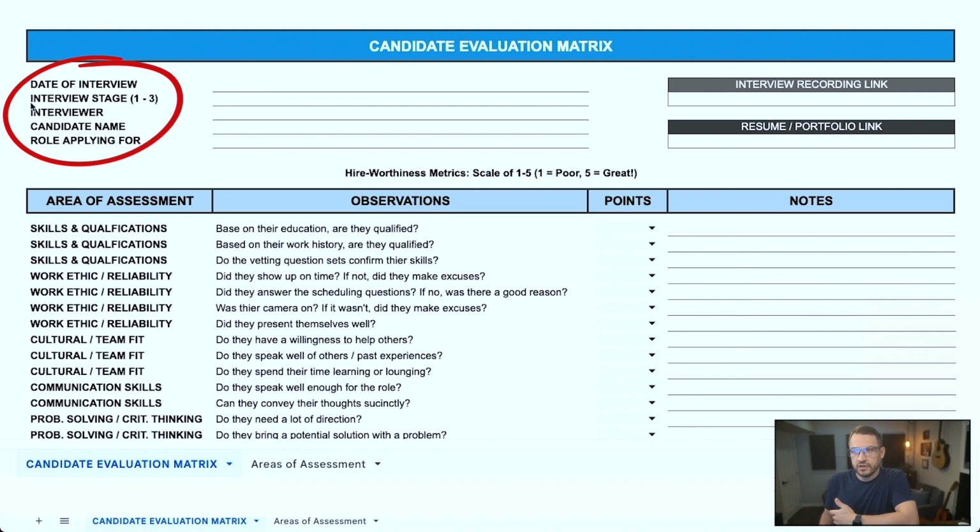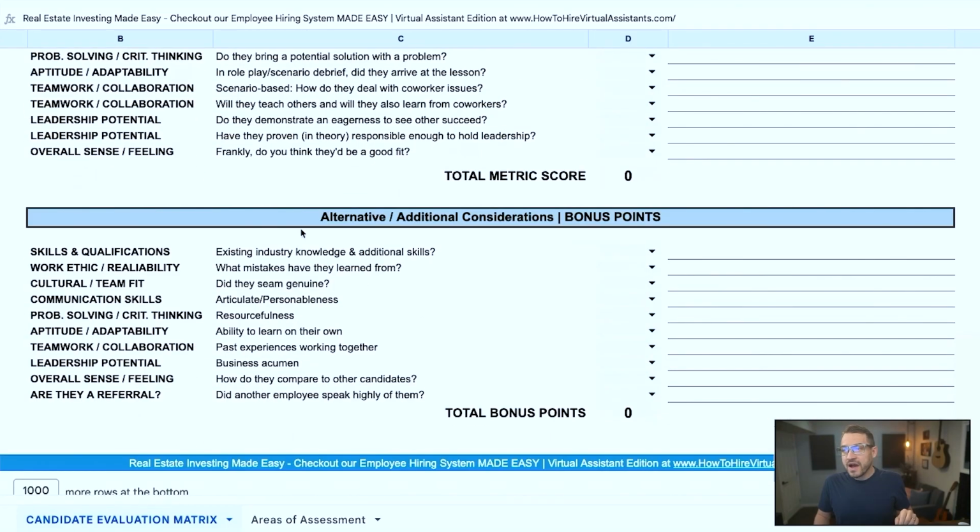The date of the interview stage, whether it's 1 or 2, and there's 3 because sometimes there's a tiebreaker that's needed. And the third one is an interview that's going to help us get that understanding of who's really the best fit. And down here at the bottom, there's alternative or additional considerations for bonus points, which kind of helps us determine who's the best candidate if it's not already obvious for who we should hire, and then who we should put potentially on the back burner for a follow-up later should we want to hire more than one person for the role.